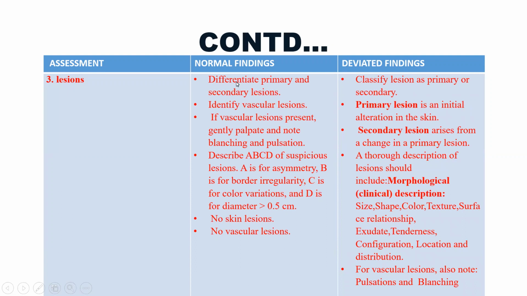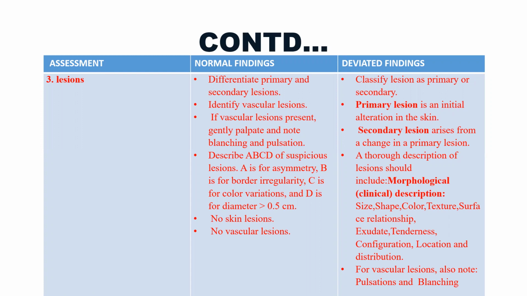So what are the normal findings? And we will also check through the deviated findings. Then moving on to the normal findings, differentiate primary and secondary lesions. Identify vascular lesions. If vascular lesions are present, gently palpate and note the blanching and pulsation.